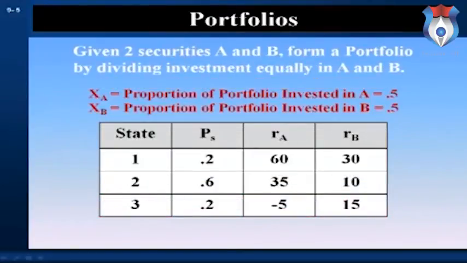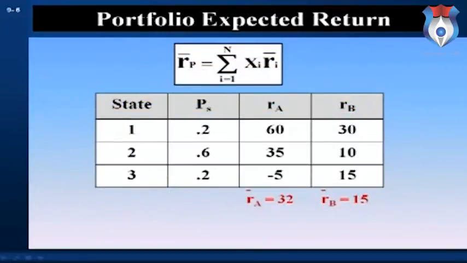Given two securities A and B, let's form a portfolio by dividing the investment equally into A and B. Let X sub A equal the proportion of the portfolio invested in A. It's an equally weighted portfolio, so the proportion invested in A is 0.5. Let X sub B equal the proportion of the portfolio invested in B. It's also 0.5. The expected return of a portfolio is a weighted average of the expected returns of the securities making up the portfolio, where the weights are the proportion of the portfolio invested in the security. We weight the expected return of each security by the proportion of the portfolio invested in that security, and sum across all securities.